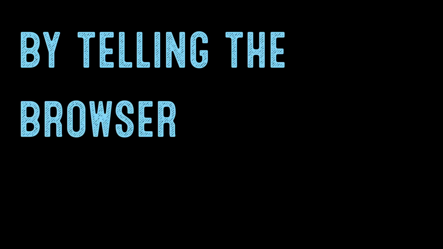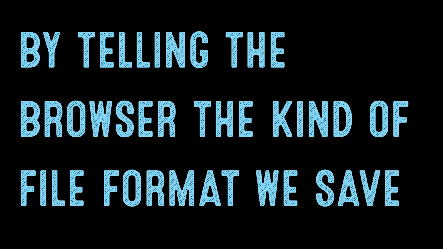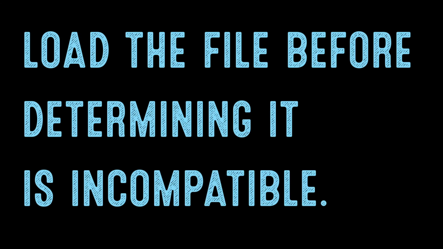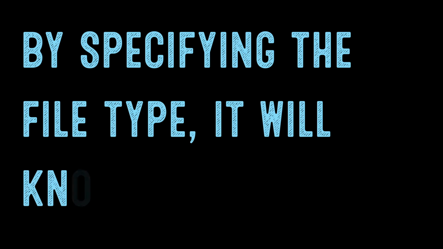By telling the browser the kind of file format, we save loading time because otherwise the browser needs to load the file first before determining it is incompatible. By specifying the file type, it will know to skip file formats it cannot use.